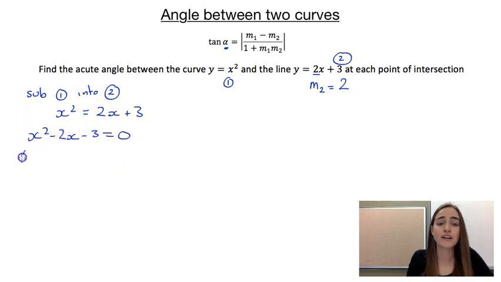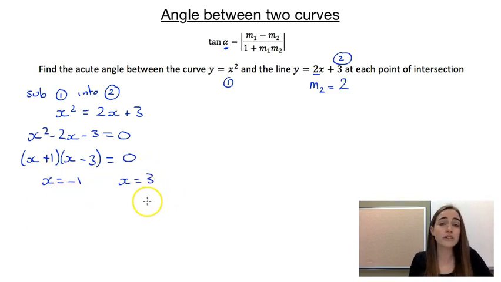We want to factorize that. You can use whatever method you like, whether it's PSF or the cross method or whatever you prefer. We're going to have plus 1 and minus 3. That gives us our answers of x equals minus 1 or x equals 3. They're the x coordinates of our points of intersection.